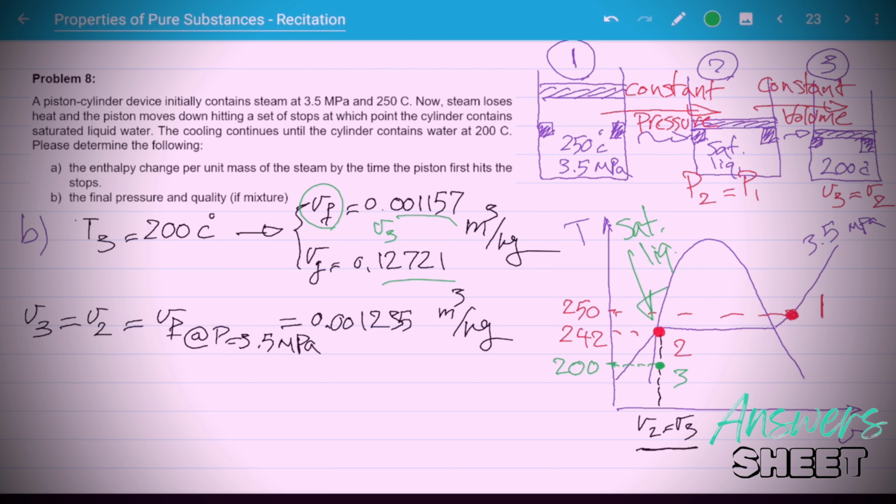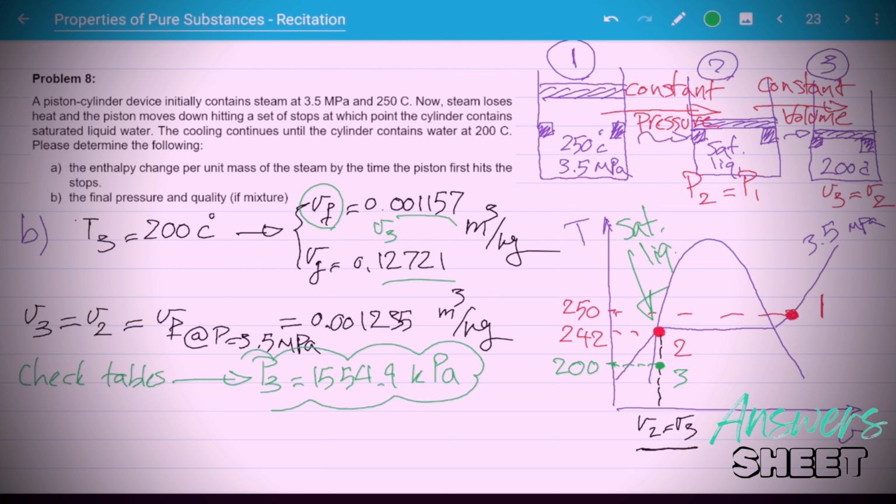So if I find the saturation pressure for 200 degrees, that will be the final pressure for our system. So I'm going to check the tables. And I'm going to find that P3 is 1554.9 kilopascals or 1.5 megapascals.